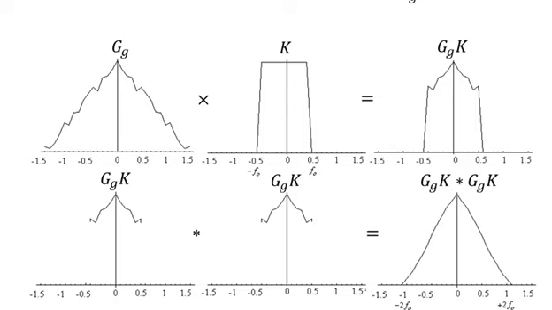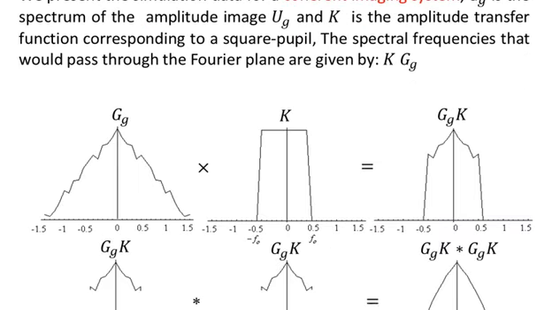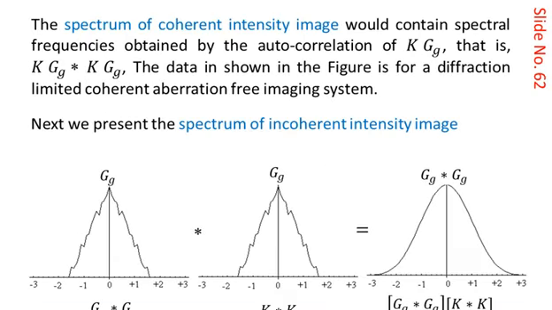Okay, we can obtain a similar result for the incoherent system, that is corresponding to this image given in equation number 134. So we are using the same values of G and capital G and capital K from this example, and we are going to evaluate the other things. Now the spectrum of coherent intensity image would contain spectral frequencies obtained by the autocorrelation of KG, that is KG autocorrelated with KG. The data shown in the figure is for a diffraction limited coherent aberration free imaging system.